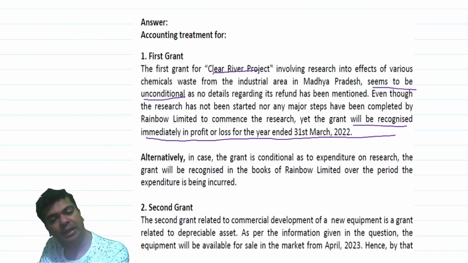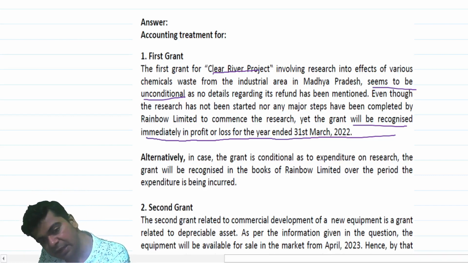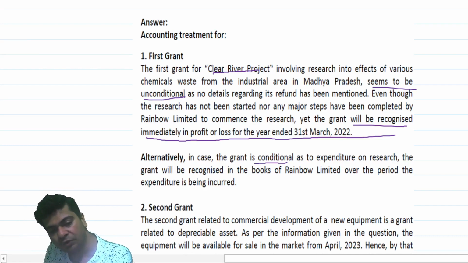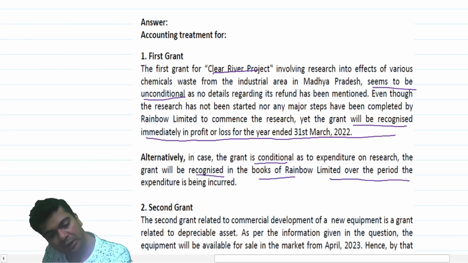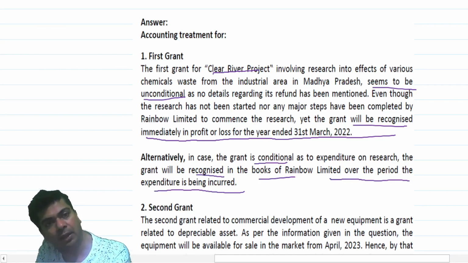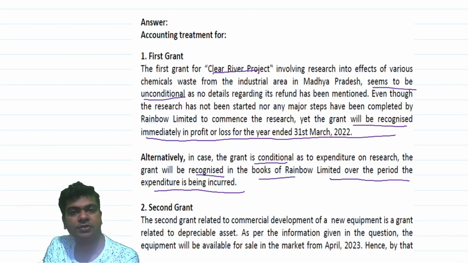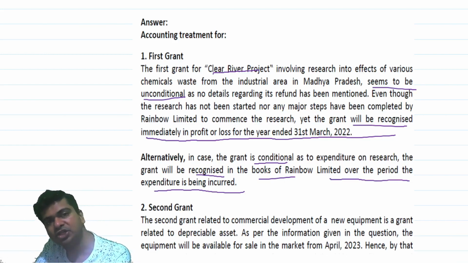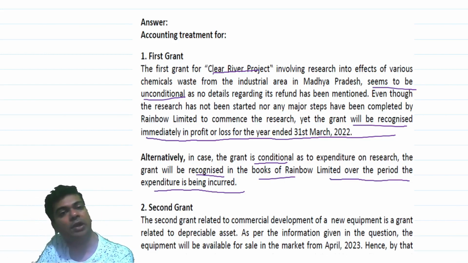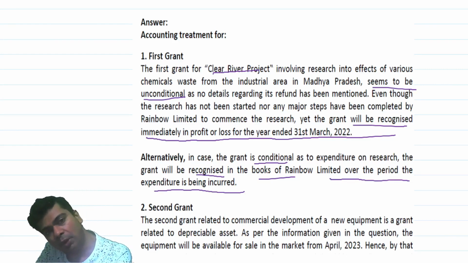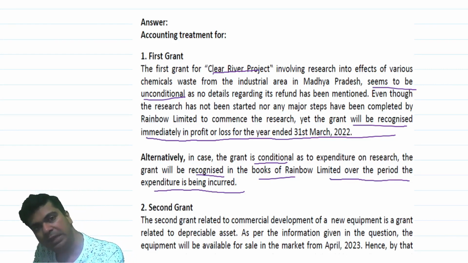But there can be conditions, okay? In case the grant is conditional as to the expenditure on research, the grant will be recognized in the books of Rainbow Limited over the period the expenditure has been incurred. That's what I said. Will it take 3 years for you to complete your research? That means for 3 years you will incur research expenses. That is what the grant of 1 lakh intends to compensate you for. So please recognize it over a period of 3 years on some systematic base. Okay.